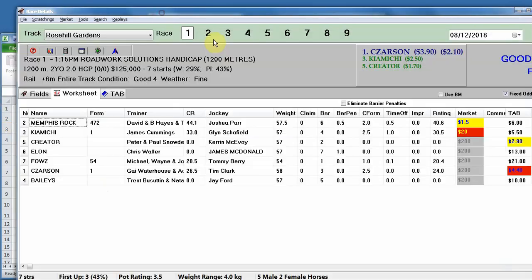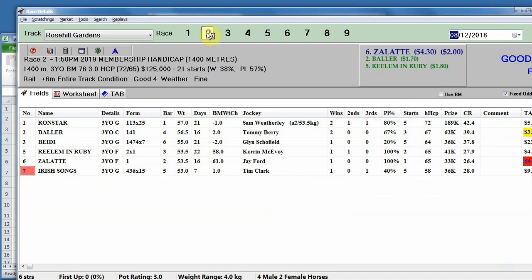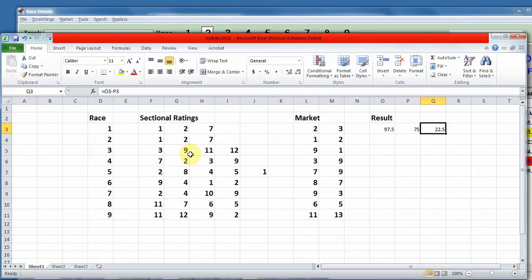Alright, race 2. Number 6 won. We didn't have number 6, so the result's going to be minus 75 for the 3 horses. So our total's going to be minus 52.50 so far. So far so bad.